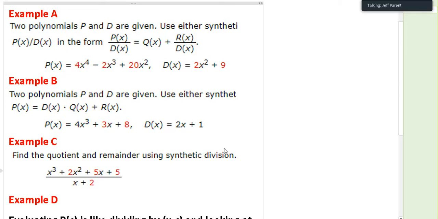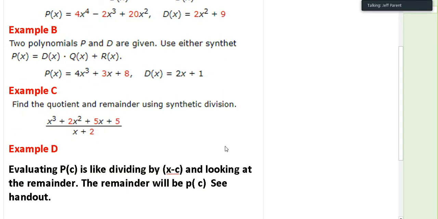Okay. All right. So let's take a look here. And I think this next one they ask for things in a little different form. This time they want you to write it as P of x equals D of x times Q of x plus R of x. So just mixing things up a little bit. Let me show you why and where they're getting that new form. And it's because they're going to be using that later. So let's take a look here.